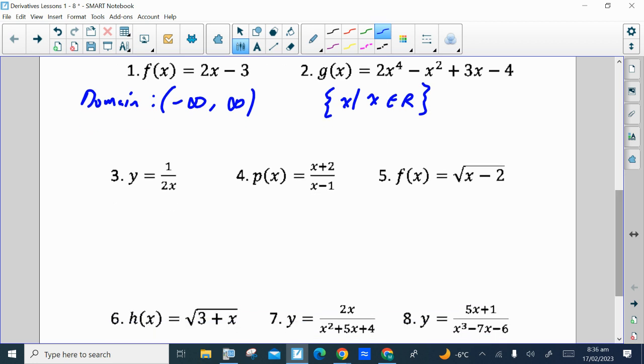For number 3, though, we've got a denominator here involving x. Because the denominator is 2x, we could say that 2x can't equal 0. You cannot divide by 0. And if you divide both sides by 2, then you'd say that x can't equal 0. 0 divided by 2 is still 0. So here we would say the domain would be all values of x such that x cannot equal 0, but otherwise all other real numbers.